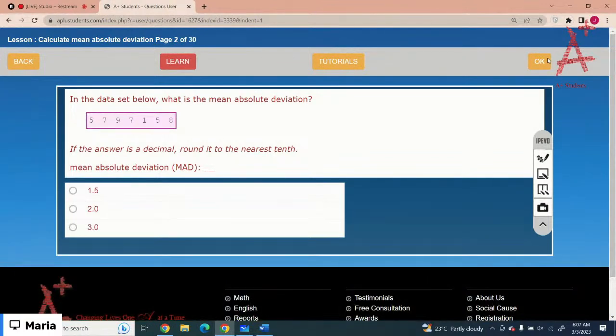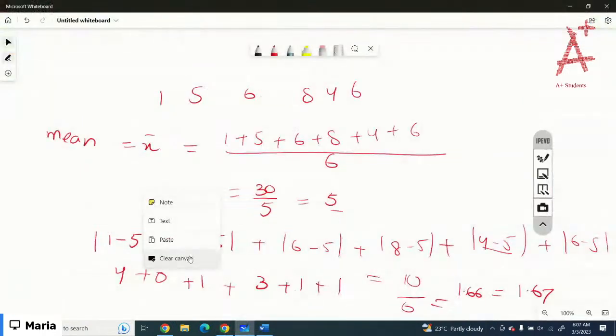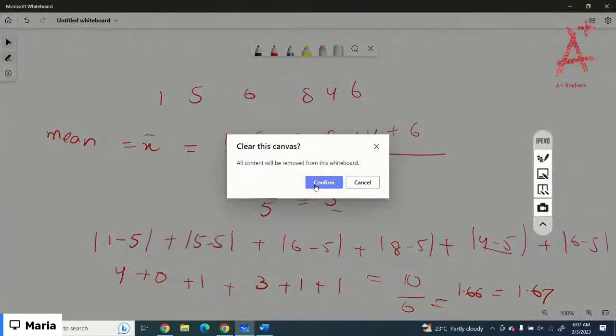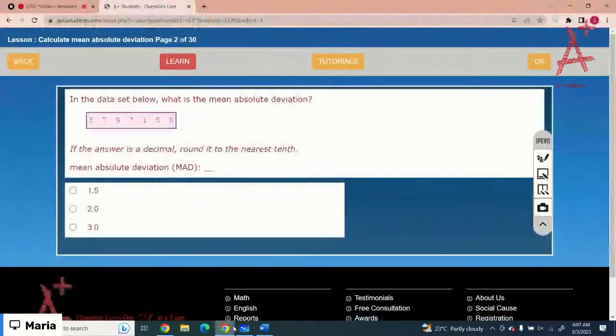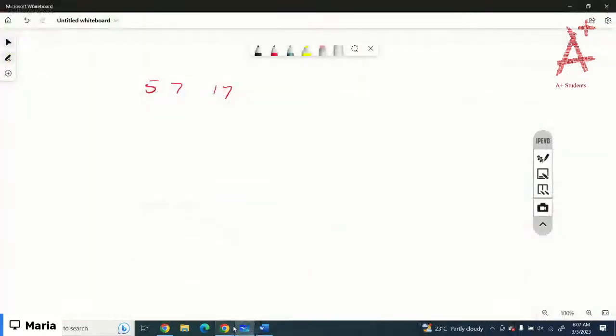The next one is in the data set below, what is the mean absolute deviation? If the answer is a decimal, round it to the nearest tenth. 5, 7, 9, 7, 1, 5, 8.